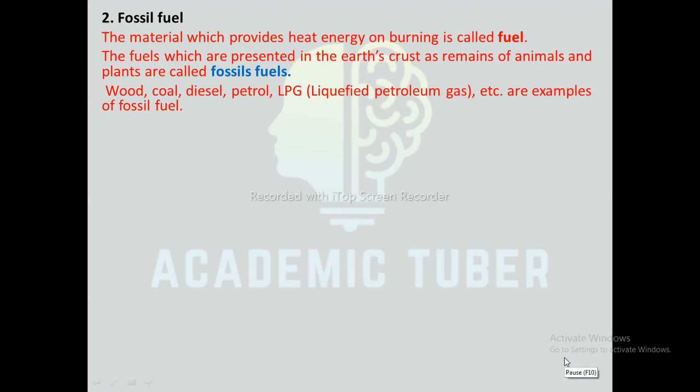Fossil fuel. The material which provides heat energy on burning is called fuel. The fuels which are presented in the earth crust as the remains of plants and animals are called fossil fuel. Wood, coal, diesel, petrol, LPG, etc. are examples of fossil fuel.